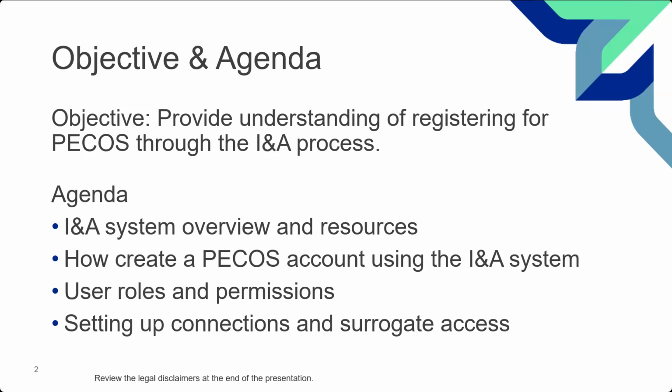We are going to spend some time talking about roles and permissions. We get a lot of questions on that, particularly with regards to surrogacy. So we're going to talk about how to make those connections, the surrogacy connections. We're also going to talk about the user roles and what they have permission to do inside that I&A system.